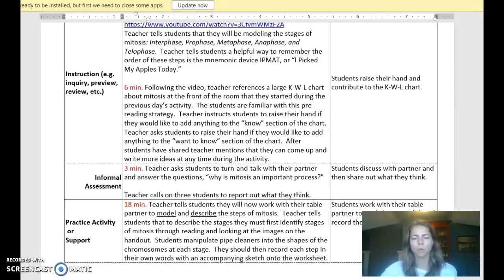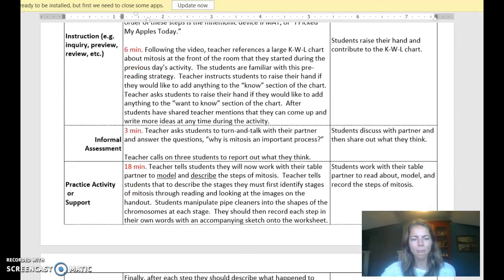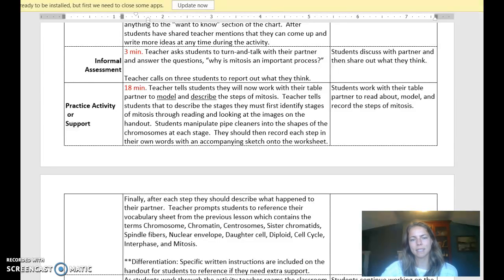And then after that, we would do the KWL chart. And we will have started that since I pre-taught the vocabulary in the last couple of lessons. Then the KWL chart will have already been started, so we can keep adding to that, and just building on that, which I think is a good idea. I'll informally assess them, having them do a partner turn-and-talk, and just get their ideas on why mitosis is an important process, and call on a couple students to share their ideas.